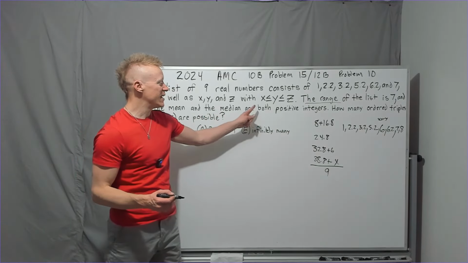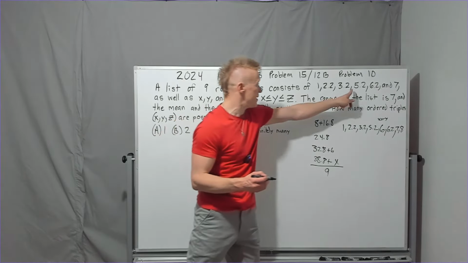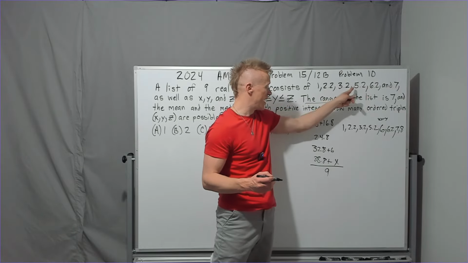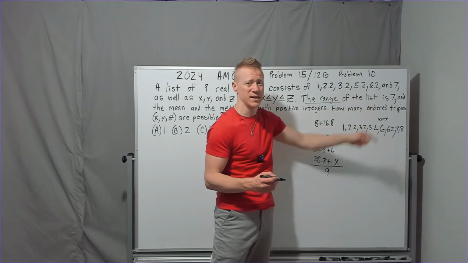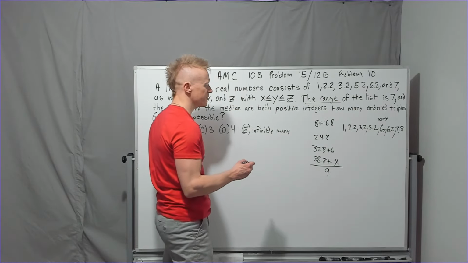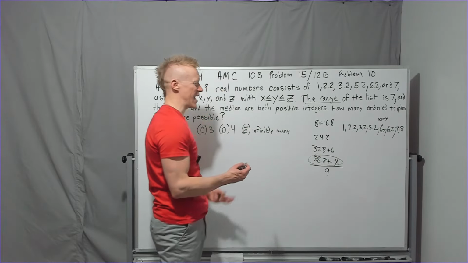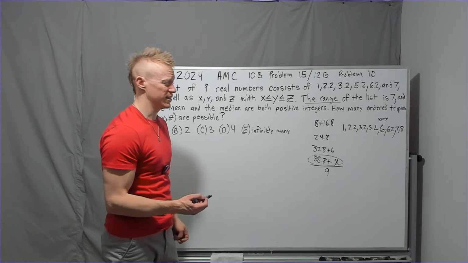Because the median has to be an integer, and our current median is this 6.2, which is not an integer. So something's going to have to go right here to become the median. So then what's this sum going to have to be? It's going to have to add up to 45, right?